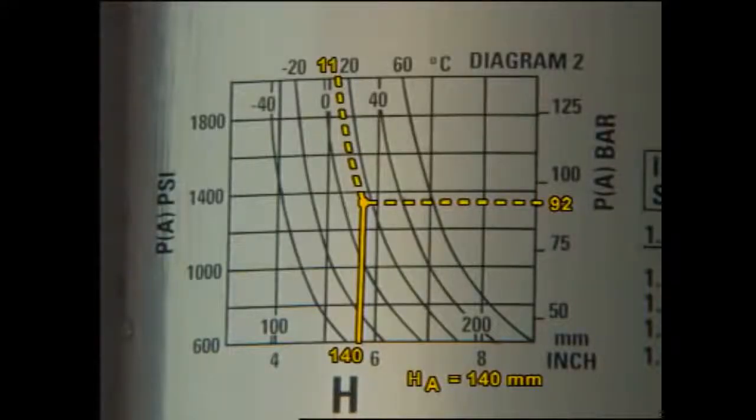Using diagram 2, find the dimension HA for the pressure and the temperature at the top charging valve. Dimension H must be the same as HA plus or minus 1 millimeter. Depending on whether H is higher or lower than the value of HA found on diagram 2, we have respectively to remove or add nitrogen from the top chamber. As H is lower than the value found on diagram 2, we have to add nitrogen to the top chamber.